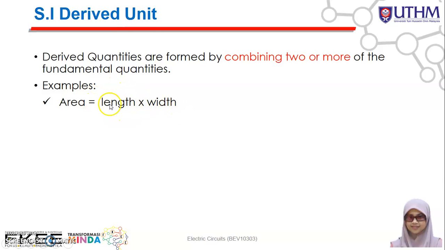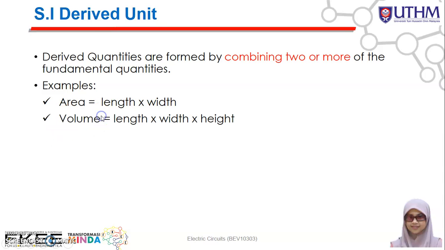For length, we measure it in meter. Width also we measure in meter. So we combine the meter and meter, so we can come up with the area. So this is what it means by the derived unit. We derive it from the base unit.